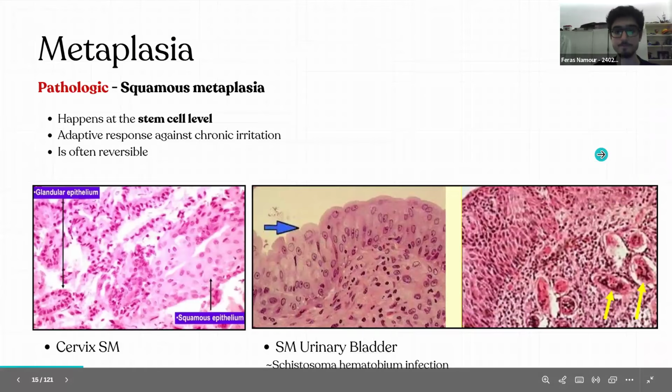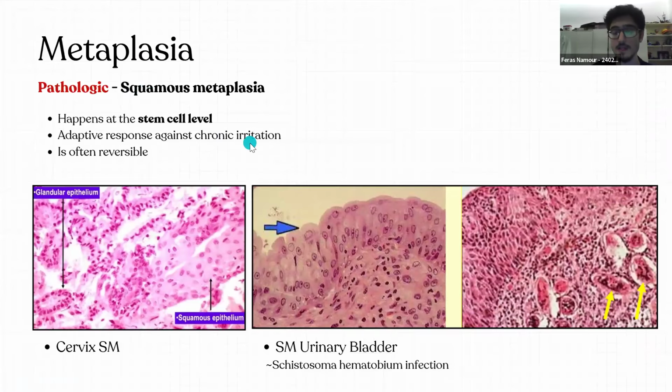It's yellow-brown in color. Moving on to metaplasia. This is our final adaptation that we're going to discuss. Metaplasia is changing from one form into the other, right? So I have a squamous cell here, change it to a glandular cell. Or it's the other way around. I have a glandular cell here, change it into a squamous cell.